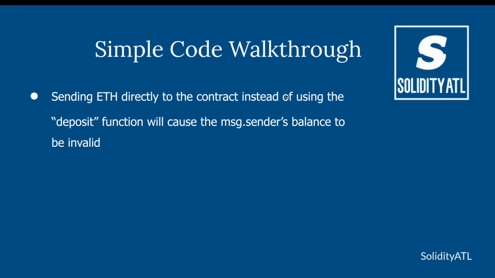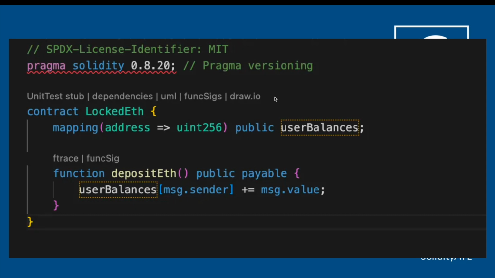All right, so we're going to take a look at a simple code walkthrough. In this example, we are able to send ETH directly to a contract instead of using the deposit function, which will cause the message sender's balance to be invalid. So pause the video and just take a look at this for a second. All right, so unpause and walk through this with me.